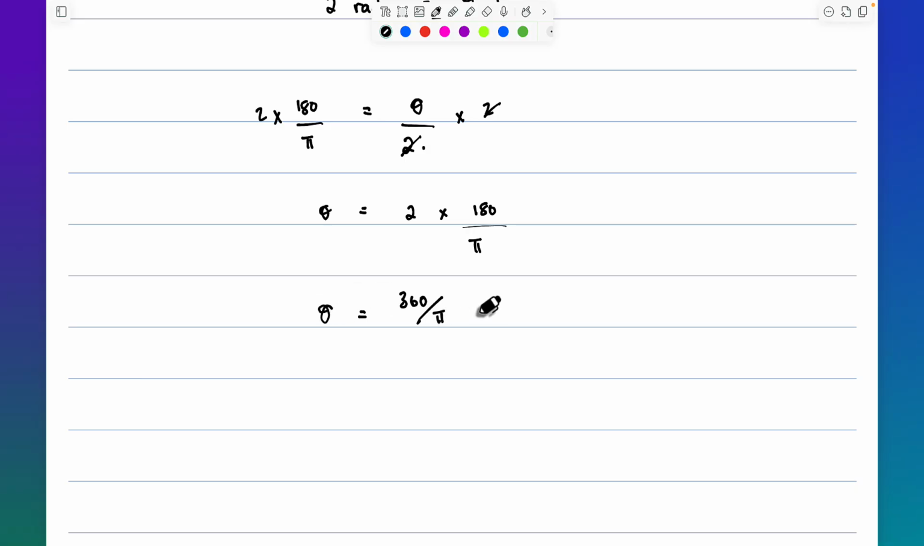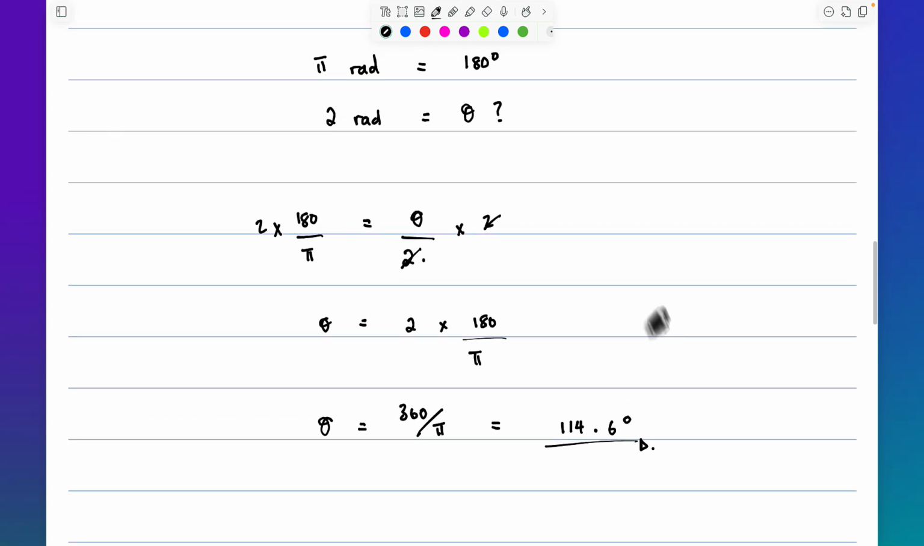At this point, if they want you to keep it an exact value, you can keep it like this, because you can't really simplify this any further. But you could also throw it into your calculator. 360 divided by pi gives us 114.6 degrees.